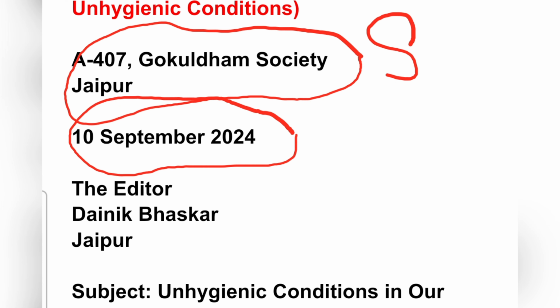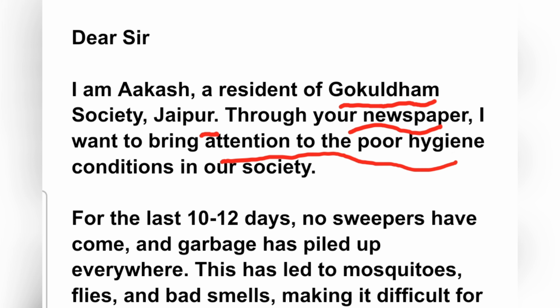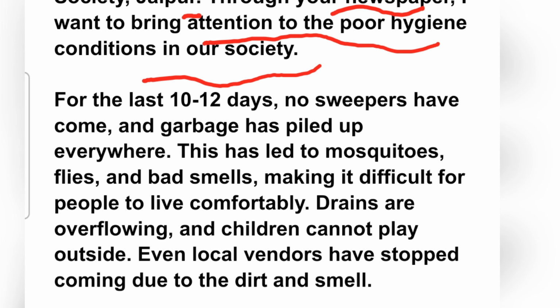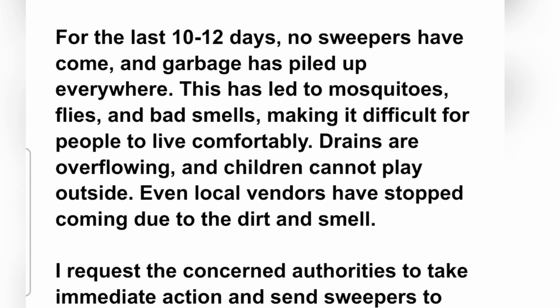In the first para, introduce yourself and mention the purpose of writing it. Like, I'm Akash, a resident of Gokuldham Society. Through your newspaper, I want to bring attention to the poor hygiene condition in our society. Then, in the second paragraph, explain the issue and its effect. And the third paragraph, request action.